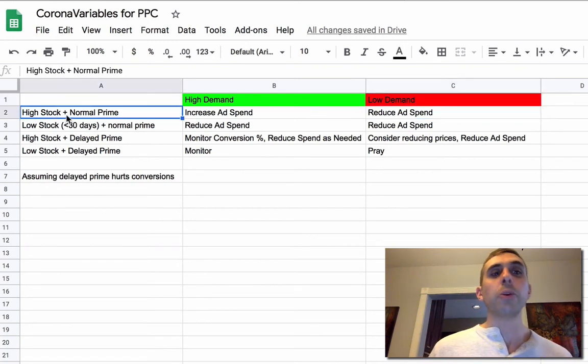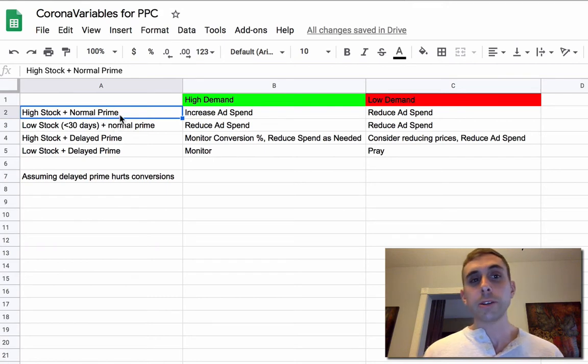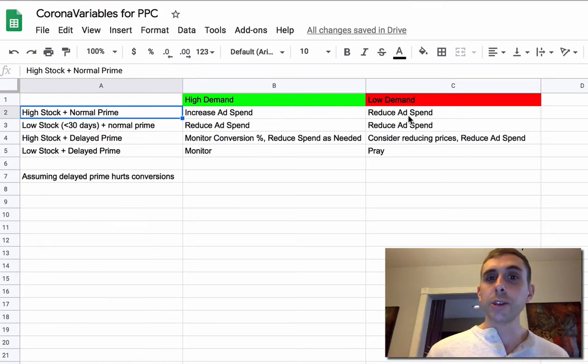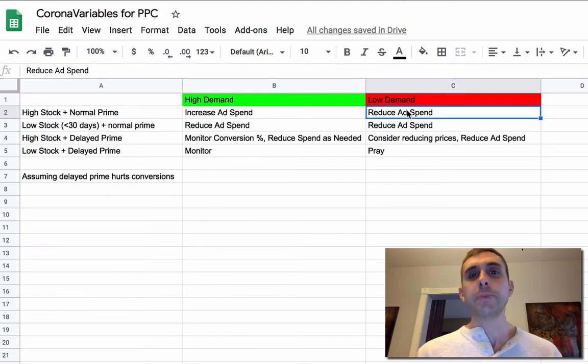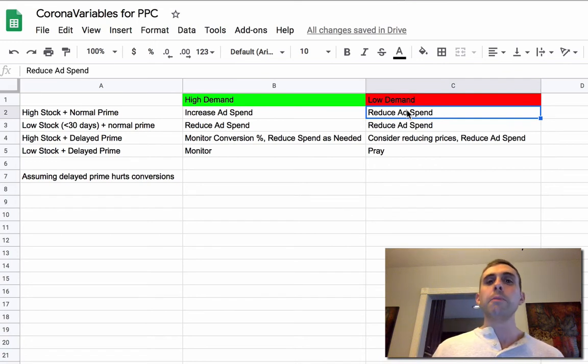Low demand with high stock and normal prime. So these are the ones that you have lots of, but there's low demand right now. In this situation, I would consider reducing ad spend. I would also consider reallocating some of my budget away from things like sponsored brand ads, and put my budget towards things that are working really well, so I'm not wasting money on needless ad spend.